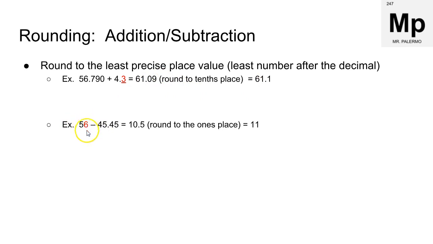Here, there's no decimal, so this is actually precise to the ones place, and this is precise to the hundredth place. So our answer then, 10.5, is going to get rounded to the nearest ones place, which is going to be 11.